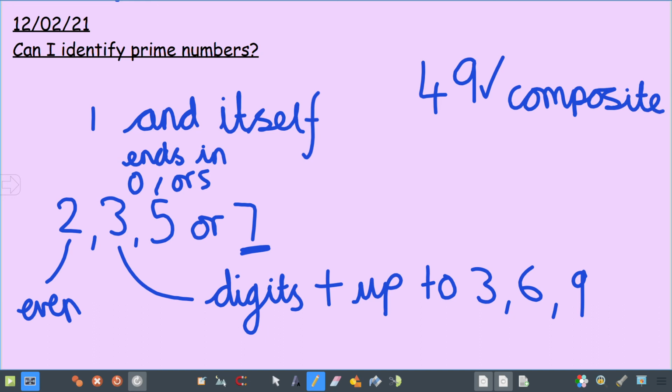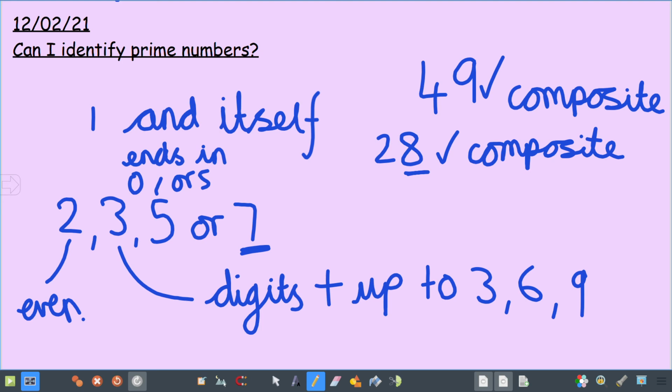If I gave you, let's see, 28, straight away you should be able to tell me whether it's prime or composite. Ends in an 8, which means it's even. So again, it is a composite number. Okay.